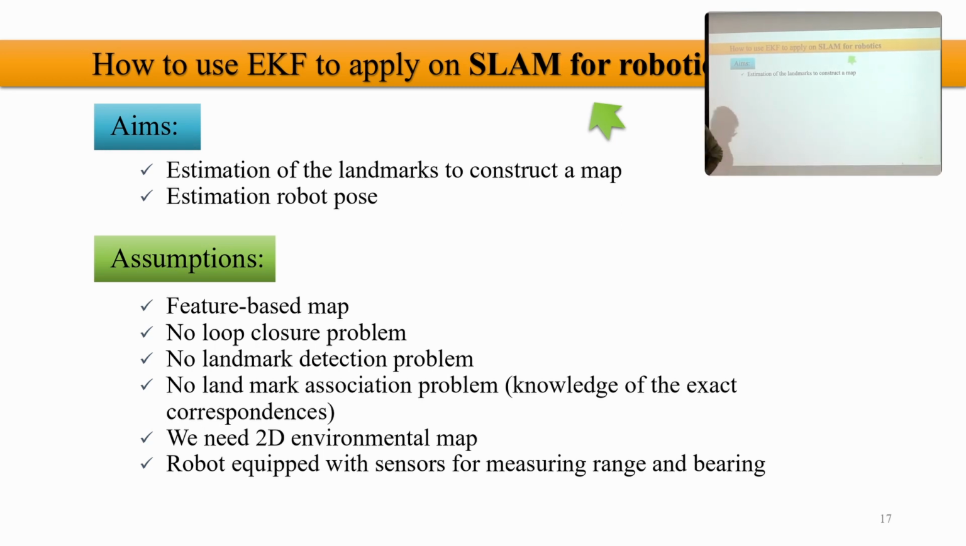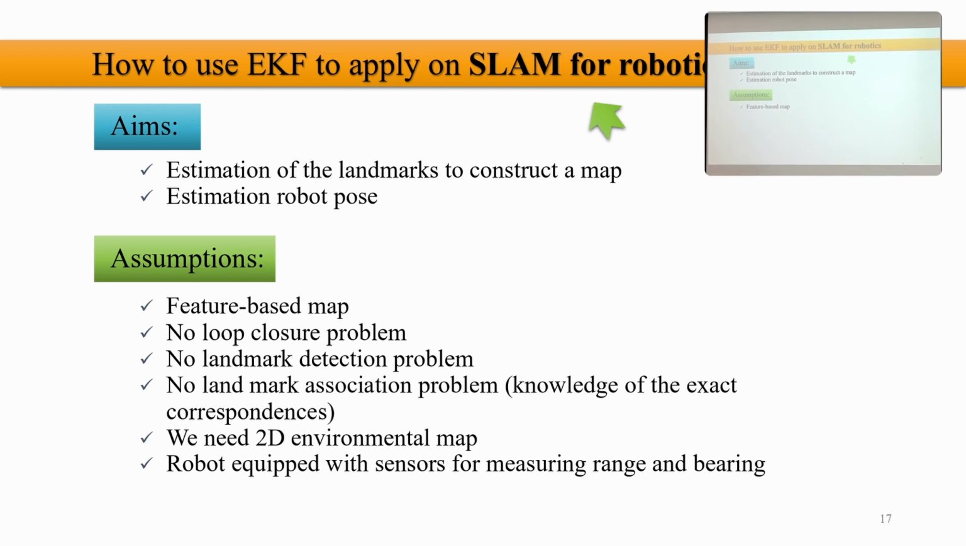Now we want to extend the same procedure to also consider the landmarks in our system. The general procedure is simple because we already broke down everything else. You will see that we can quickly understand what's happening. So what is the aim? The first aim is estimation of the landmarks to construct a map, not just localize. Of course, in addition to that, estimation of the robot pose is also important because we define this problem based on that. What are the assumptions in this regard?